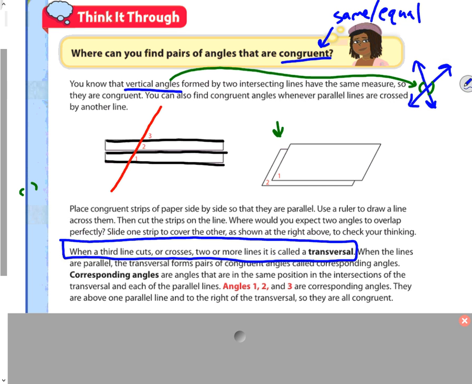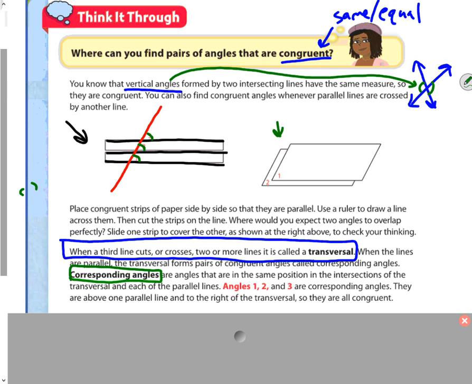Now when the lines are parallel, the transversal forms pairs of congruent angles called corresponding angles. So corresponding angles are angles that are in the same spot. So let's just say we have these three parallel lines back up on our first example. We have the red line, which is the transversal. Angle 1 and 2 are in the same spot, just up one level. Angle 3 is also in the same spot. And you know what? They look all congruent, and they are all congruent. Those are called corresponding angles. Corresponding means they're in the same spot.